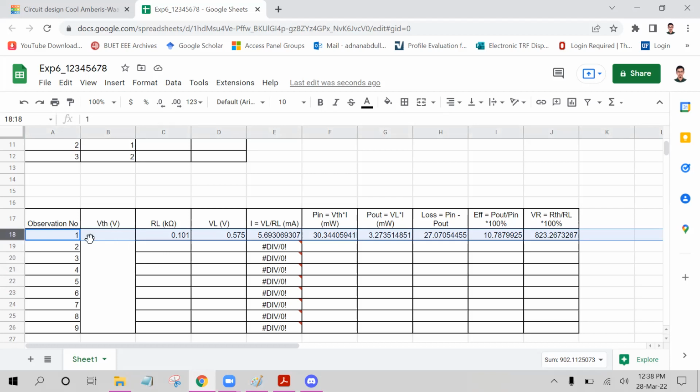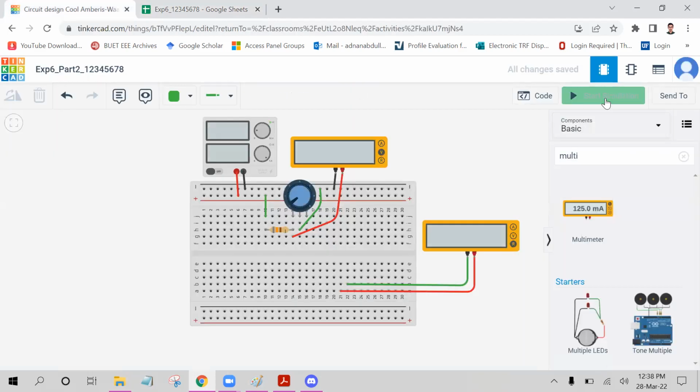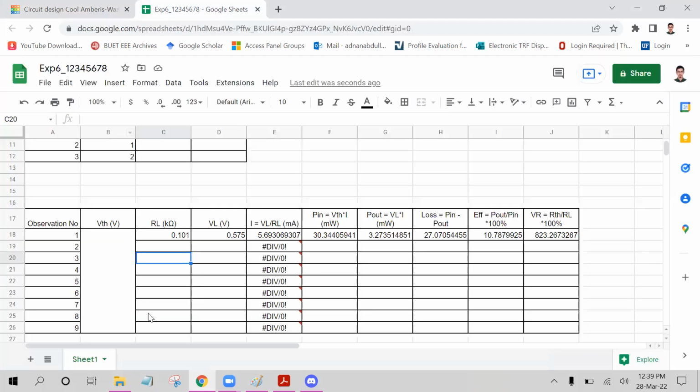What we will do, I am just showing you observation number 2 so that you understand the repetitive process. Every time you need to adjust the potentiometer first. Remove the potentiometer from the original circuit, place it over here, adjust it to a new value. Say my second value is 200 ohms. After adjusting the value, put it here again and then take the voltage reading. So this is my second observation.